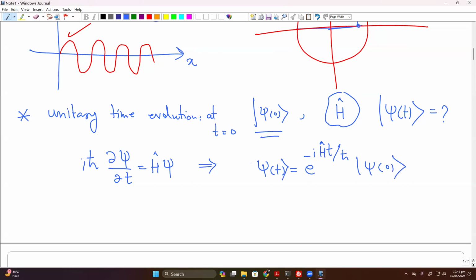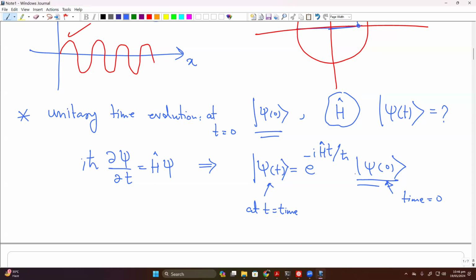So this is my state. This is the state at time t, and this is the state at time 0. And how am I getting from the initial state to the final state?